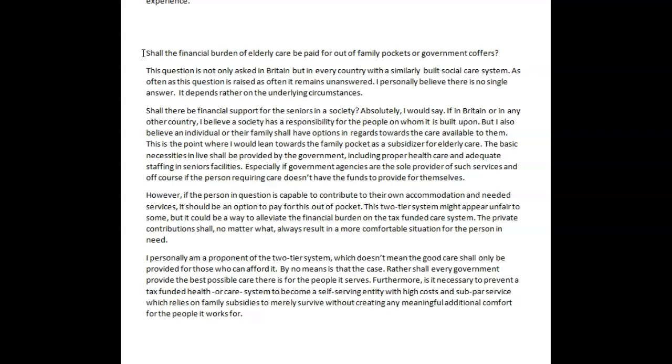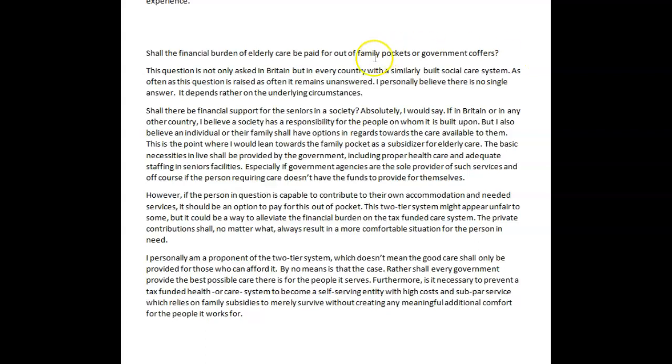There we go. Okay, so it should have been, should the financial burden of elderly care be paid for, I would have just said, out of pocket. That's the most appropriate way of saying this. Or should be paid for out of pocket or from government coffers. So you can see that it read a little strangely. Let's try it like that one more time. Should the financial burden of elderly care be paid for out of pocket or from government coffers? That works better.